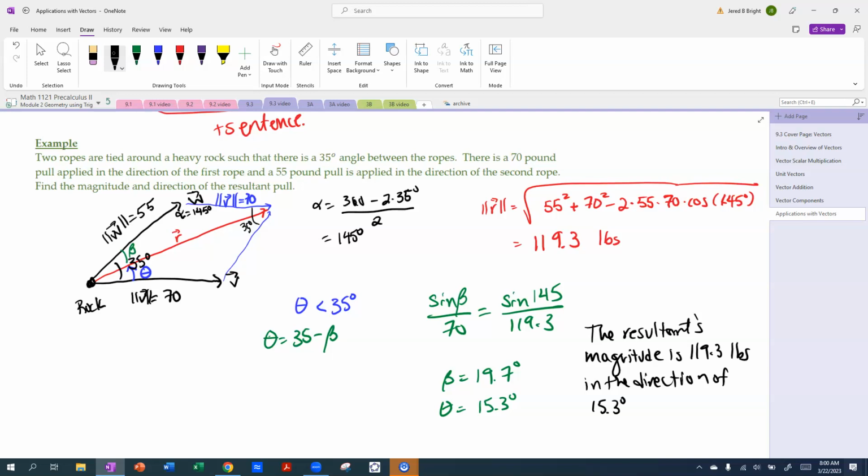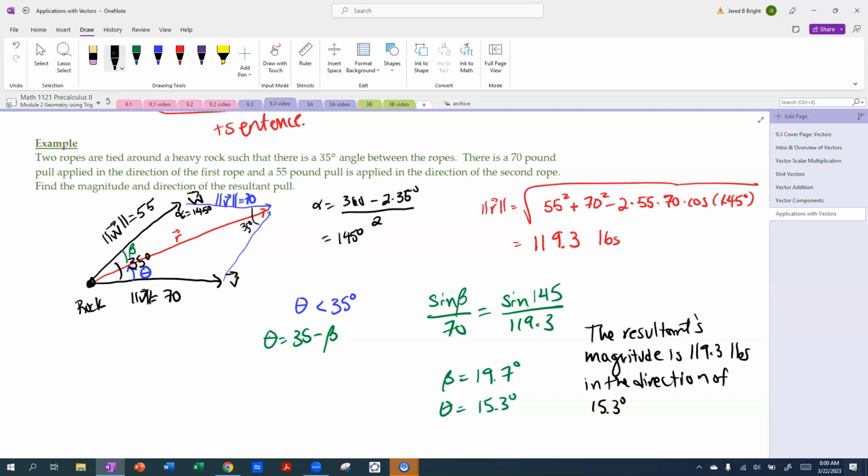Now I don't necessarily want to say northeast, or any sort of compass direction here, only because I made the assumption to put V along the east direction. So avoid that if at all possible. But if you are given a context where north, south, east, west are defined, you could say in this instance it would be 15.3 degrees north of east again.